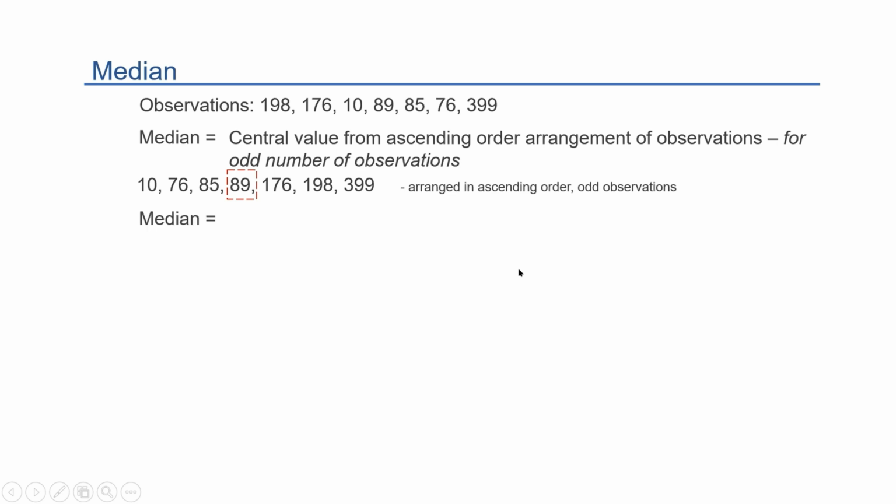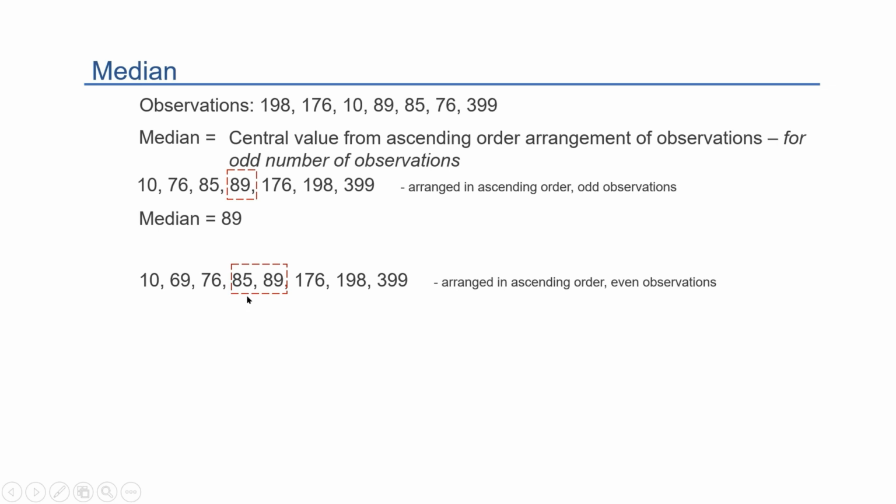Now see how we calculate the median when we have an even number of observations. I have taken the same observations, just added one more number in the middle, 69. I added this 69 to make it an even number of observations, and in this case we will take the mean of the central two numbers. So we will take an average of 85 and 89, and this comes to 174 by 2, that is 87. So this was our median.